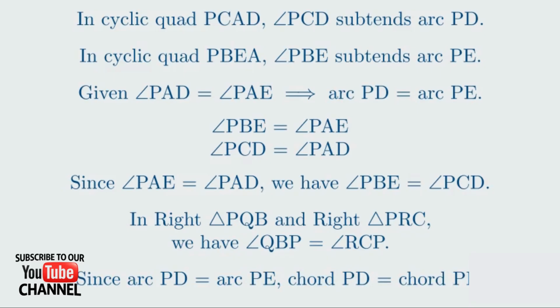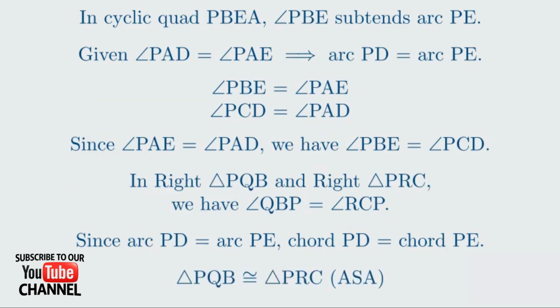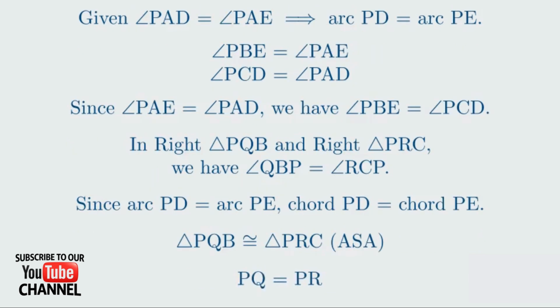We have two similar triangles with a pair of equal corresponding sides. This means the triangles are congruent. Therefore, triangle PQB is congruent to triangle PRC by angle side angle. And since they are congruent, their corresponding sides must be equal. This proves that PQ equals PR. We have now proven that the point P is equidistant from the lines BE and CD. In the next scene, we will use this fact to complete our proof.